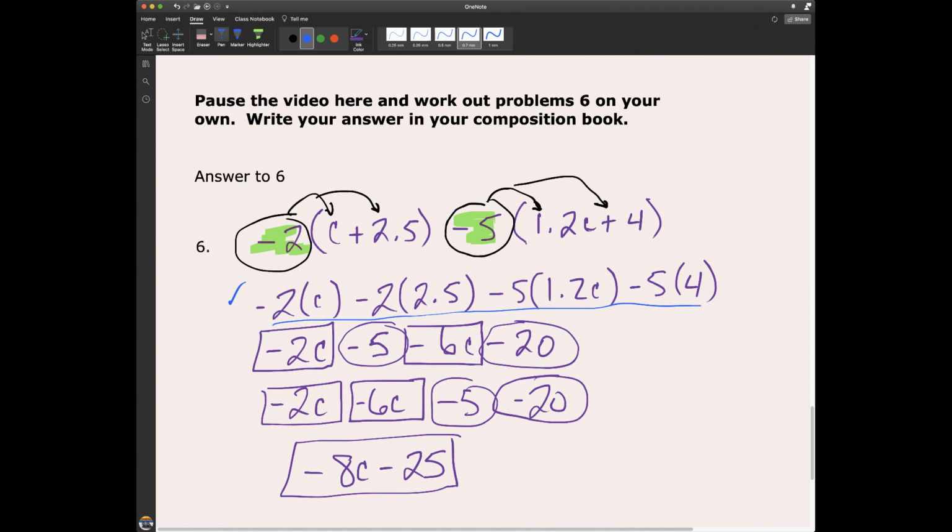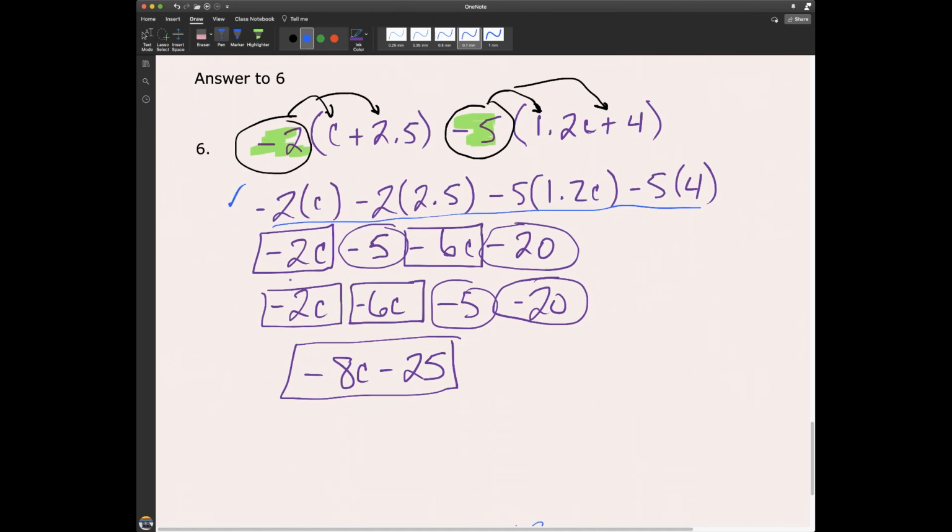I do the math. I multiply negative 2 times 2.5. I get negative 5. Multiply negative 5 times 1.2c. I get negative 6c. I multiplied negative 5 times 4. I get negative 20. And I multiplied negative 2 times c. I forgot that one. I get negative 2c. Now we are back in chapter 3, section 3.1.